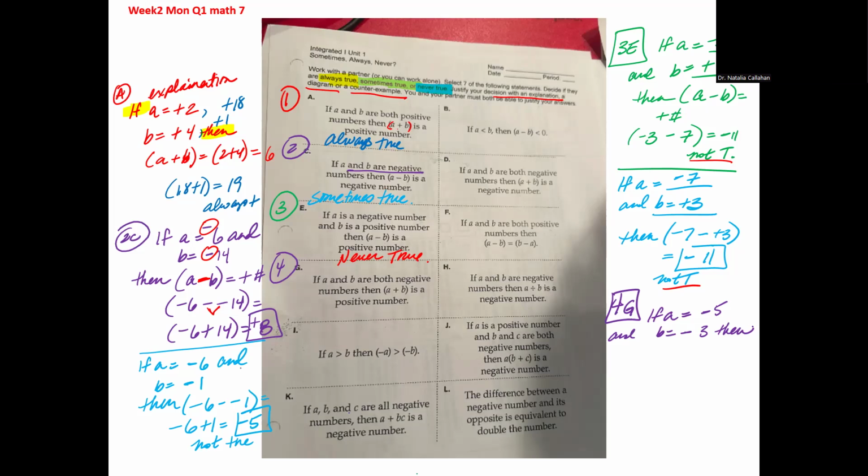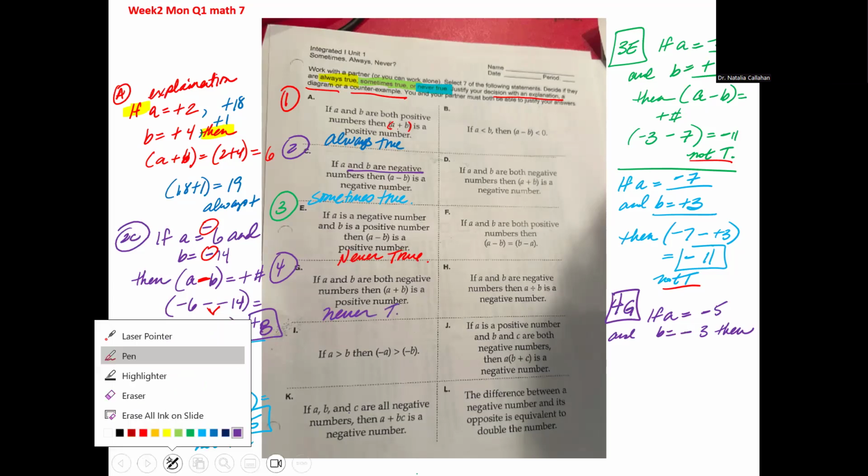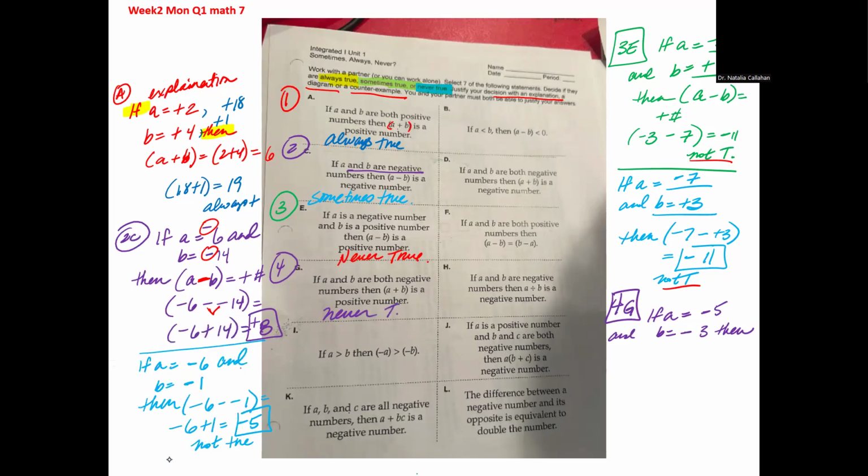No, this is a never true. I'd say it's a never true. It is a never true. Yeah, so never true. Okay. Next one. Do you want to pick a different one, or do you want to do something else?